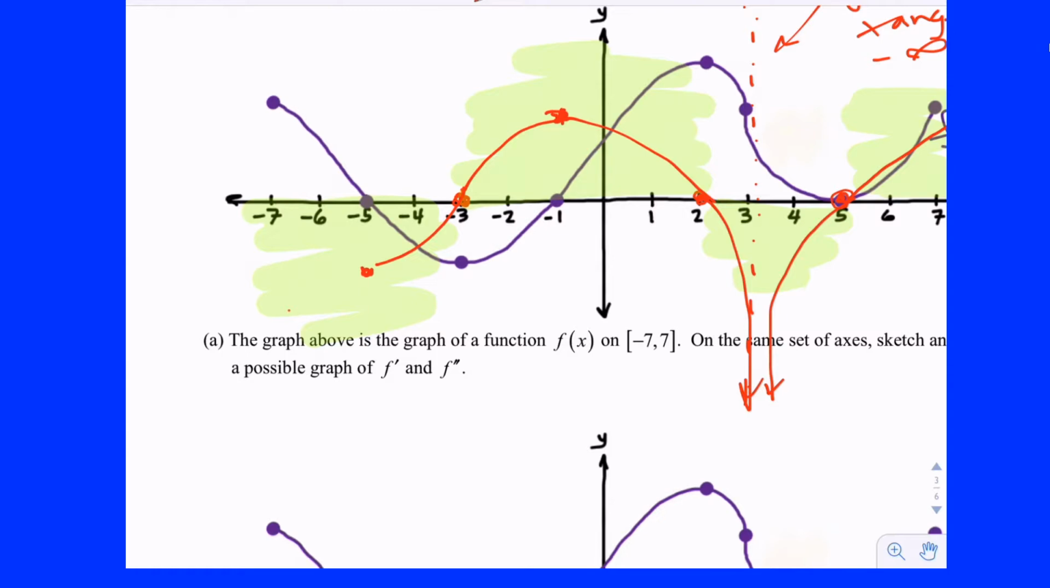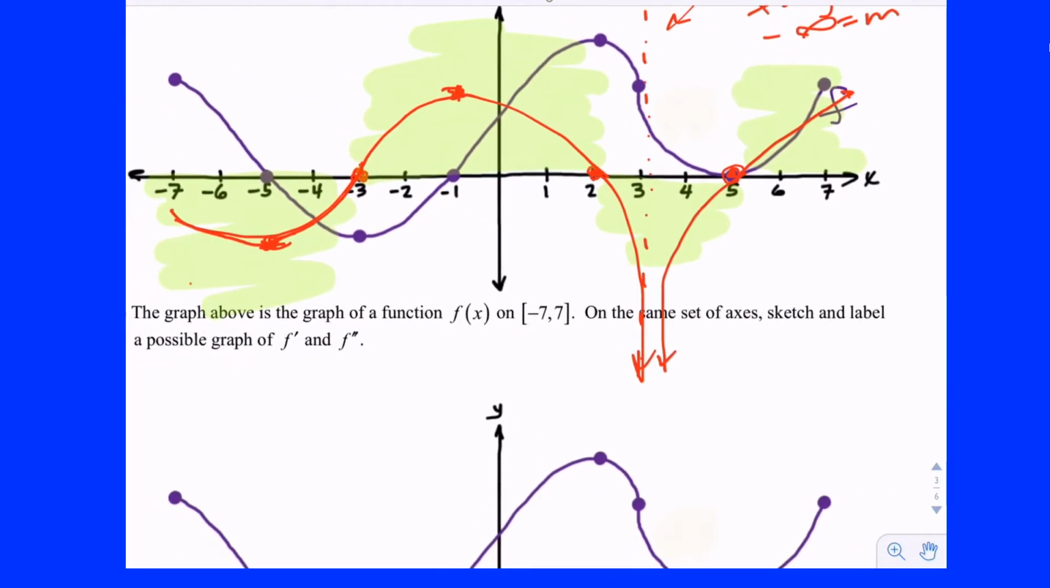It's going to be coming back up, something like that. Okay, because my slopes are like -1/2, -1, -2, and then -1/2. So something like that. Now we do have a vertical asymptote there. So that would be the graph of f prime.